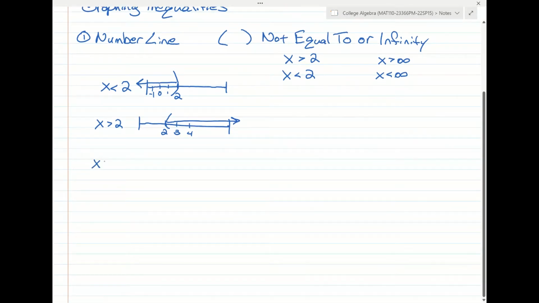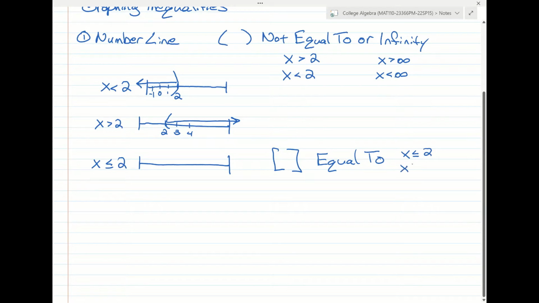If we had a problem where x is less than or equal to 2, what we would do is use brackets. Brackets are used when we have an inequality and they're equal to whatever the boundary number is. So if you had x is less than or equal to 2, or x is greater than or equal to 2, those would be examples where we use the brackets.